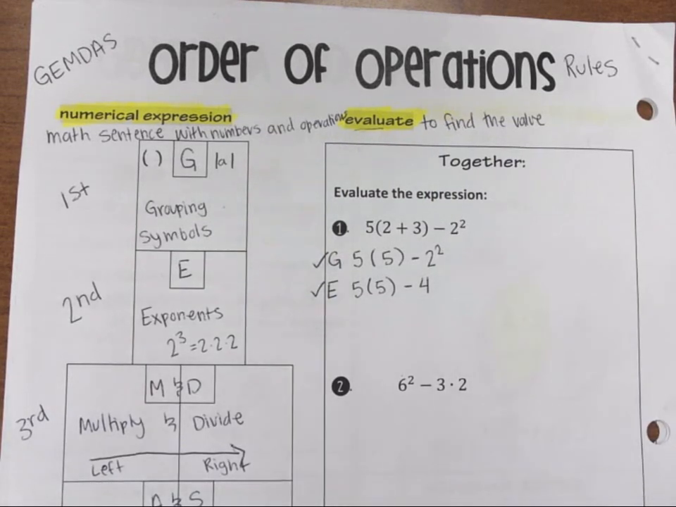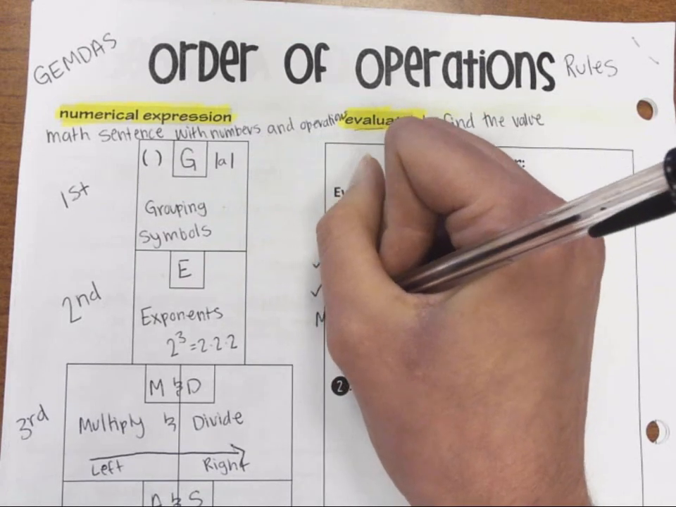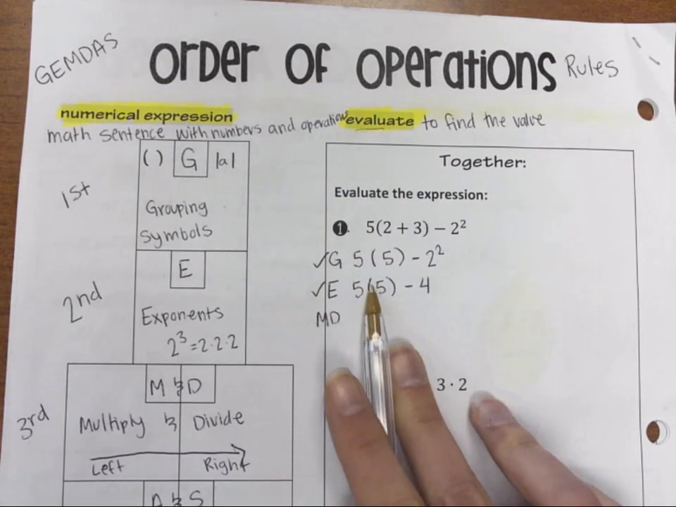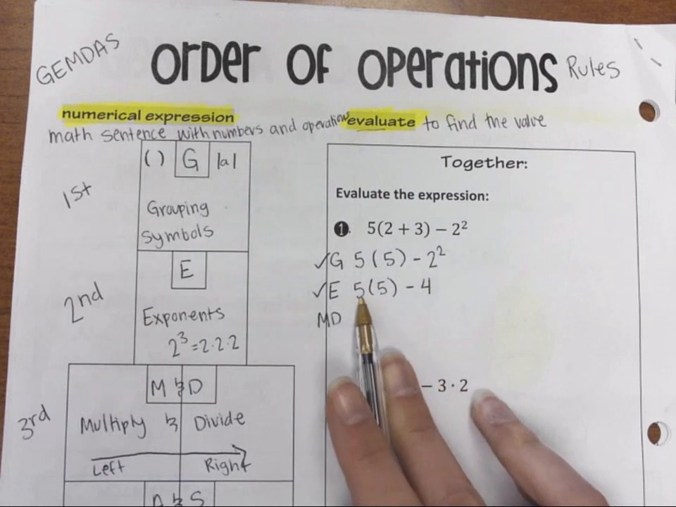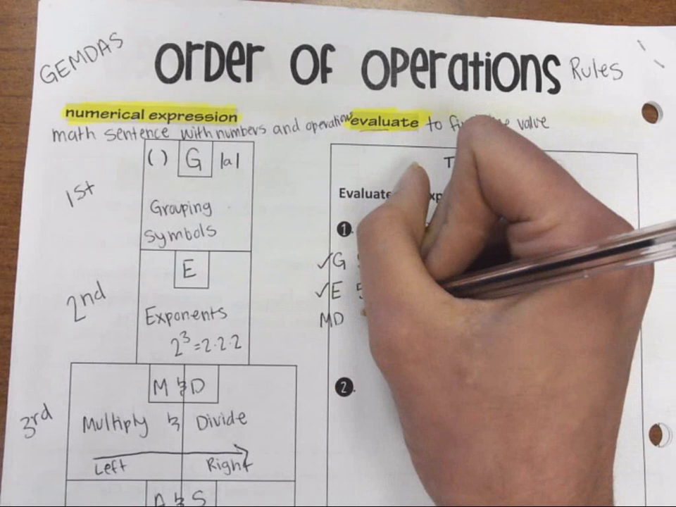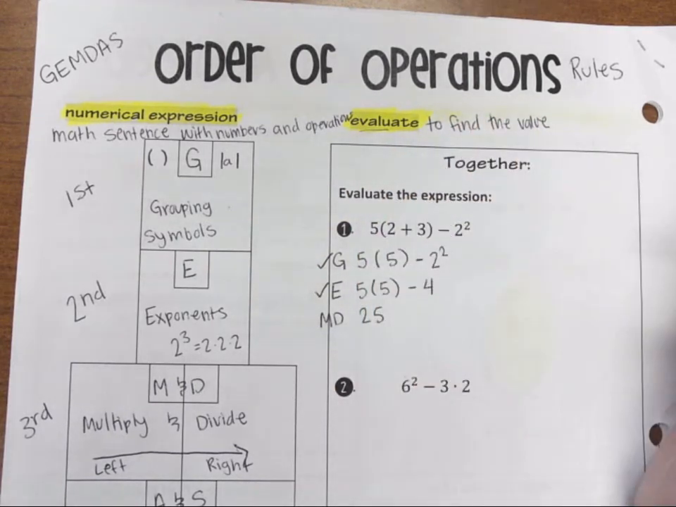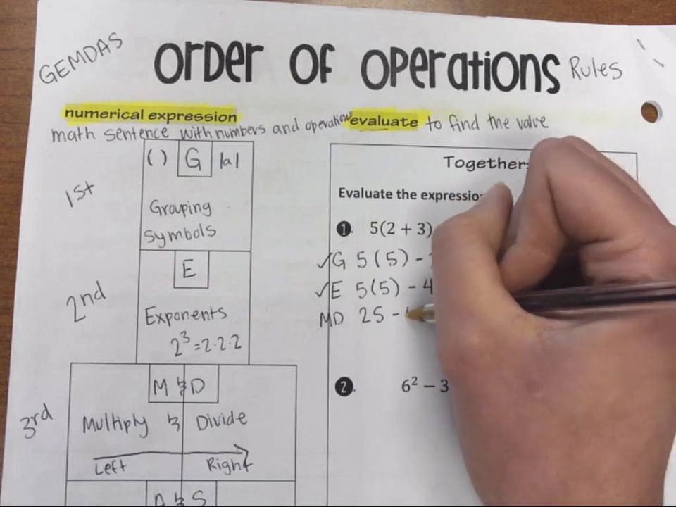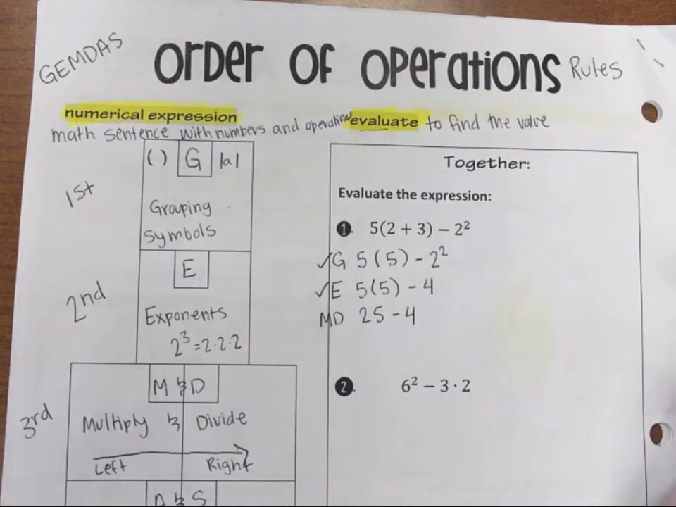Okay, the next thing I want to look for is multiplication and division. So I'm going to write MD right here. And I'm going to look. Remember, the parentheses right here mean to multiply by this 5 out in front. So I'm going to go 5 times 5, which is 25. I don't have any other multiplication or division, so my minus 4 is just going to come down and stay the same like that. Another check.